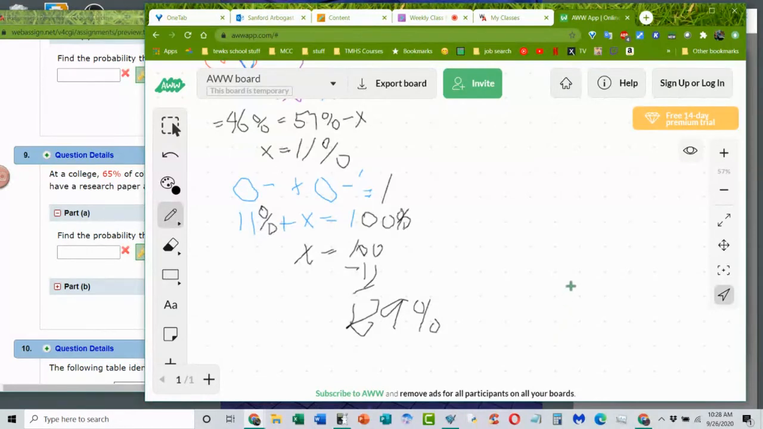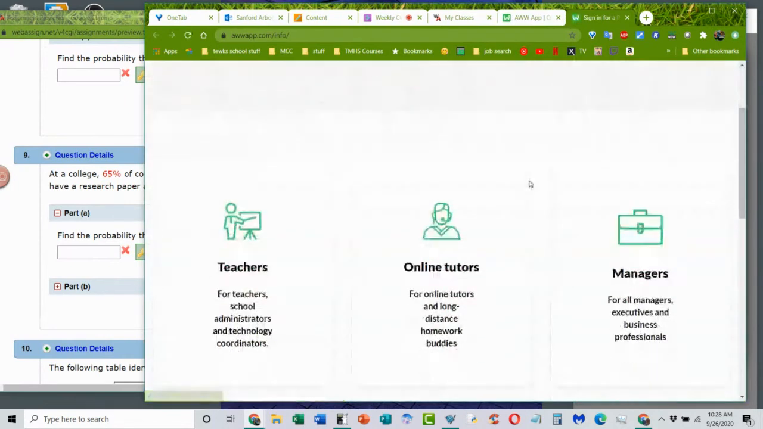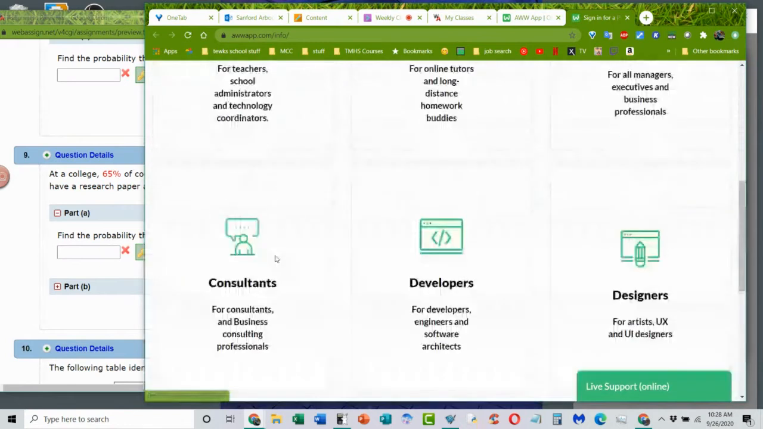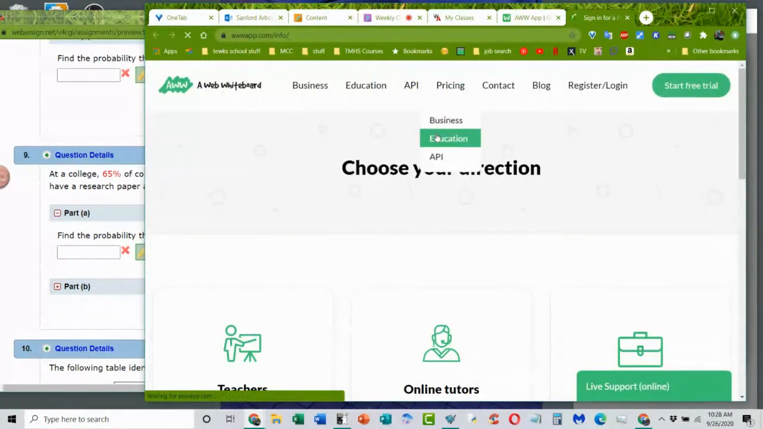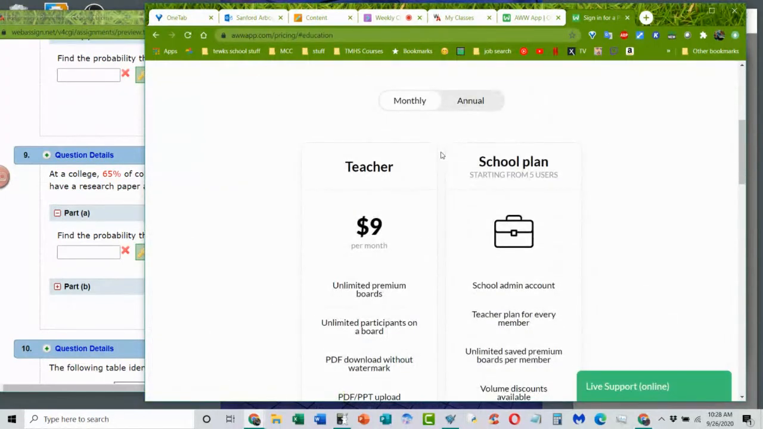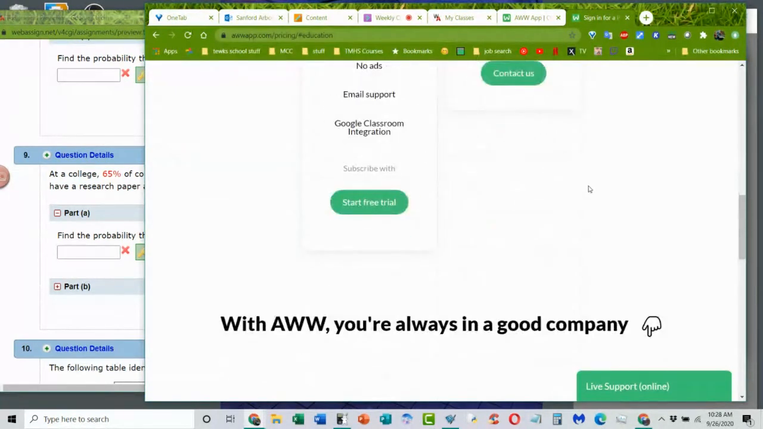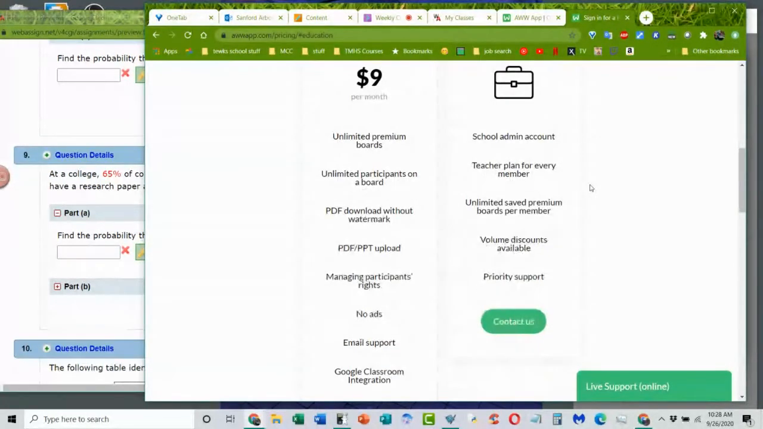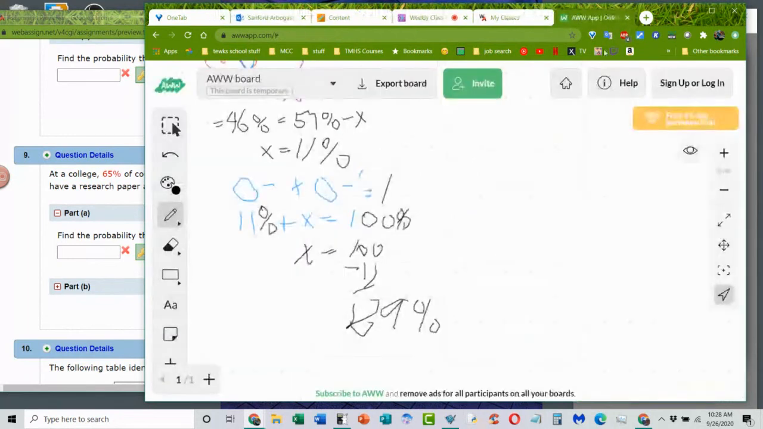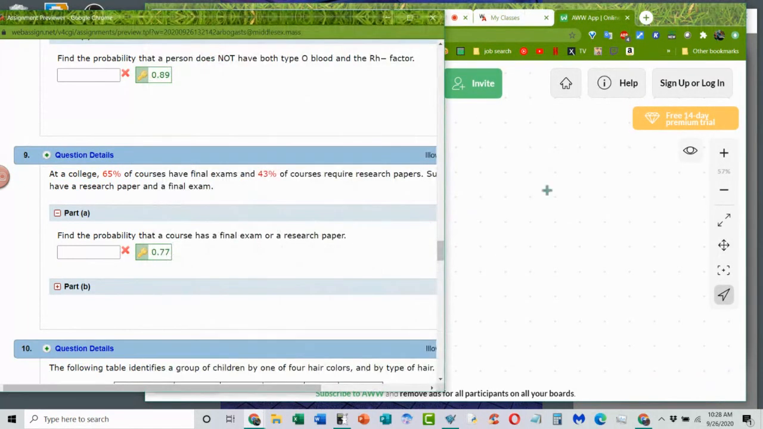So, oh, I'm not paying for it. How much is it? Just curious. Teachers. Pricing, education. $9. Is it $9 a year? $9 a month? I'm not paying $9 a month for something. That's ridiculous. All right. I'll use the free one. Okay. But that might be helpful because I have to switch back and forth between stuff, and I don't like this. I like having all one thing together.